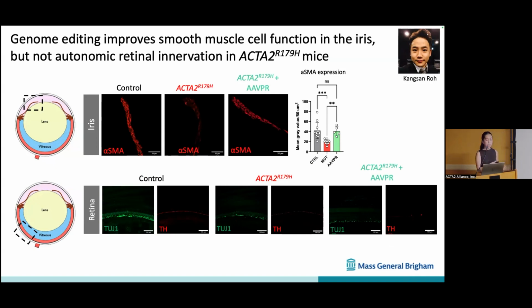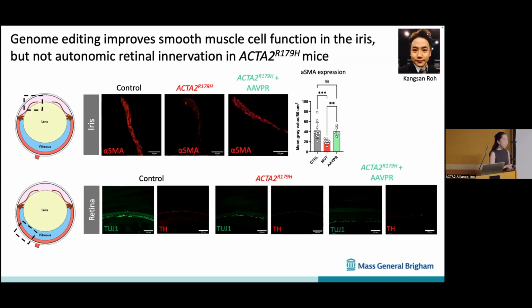But Dr. Rowe and I actually noticed that in a subset of our MSMDS mice, they actually showed significant autonomic denervation in the retina. So TUJ1 and tyrosine hydroxylase are both markers of the autonomic nervous system, and we see significantly decreased expression in our mutants that were not recovered following gene therapy.